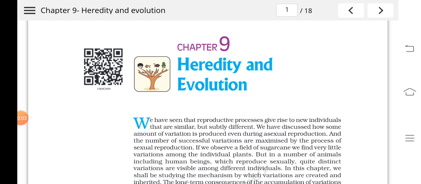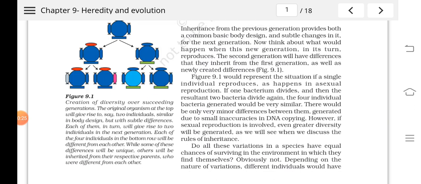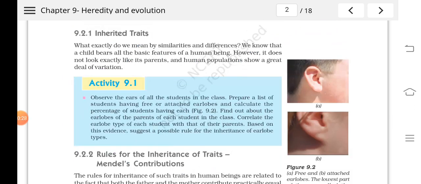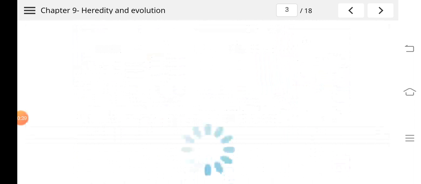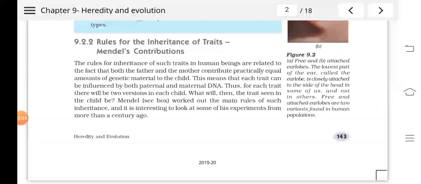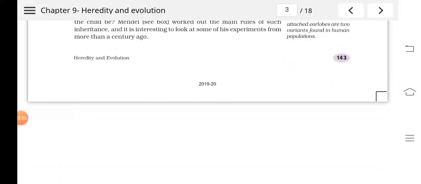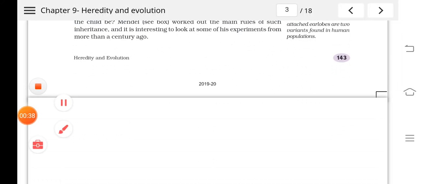So, dear children, we have started chapter 9, Heredity and Evolution, in the previous video. And we have seen what heredity is, what variation is, and why this variation comes in organisms, due to sexual and asexual reproduction. And I have also told about the great scientist Gregor Johann Mendel, who is considered the father of genetics, because the rules that he formulated are valuable till now.